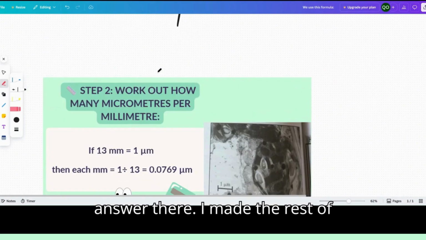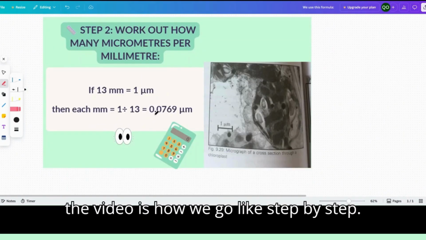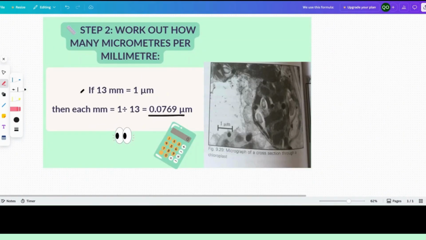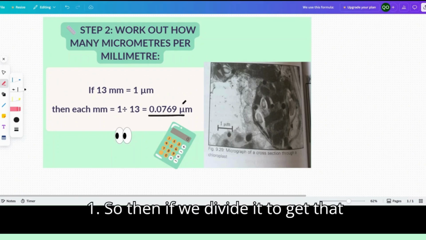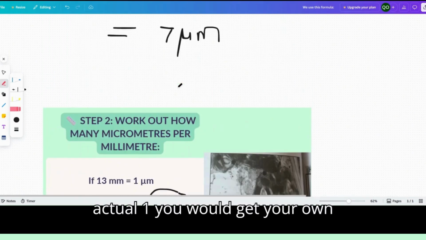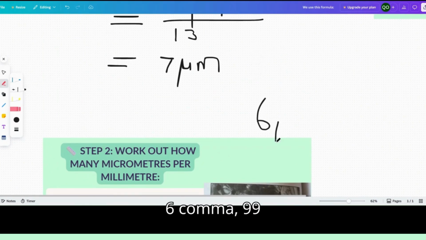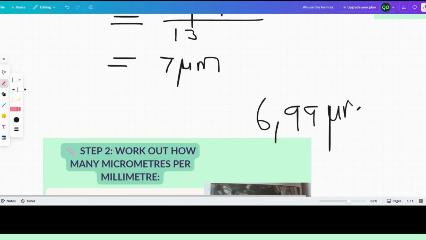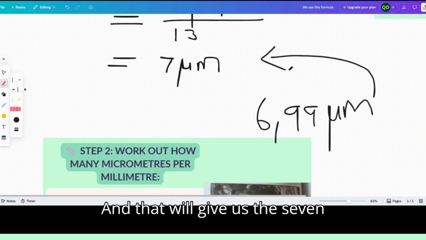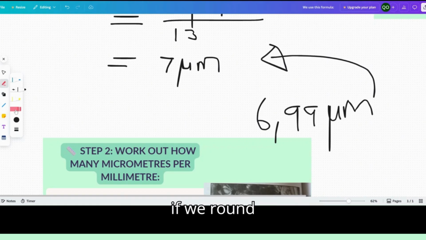The rest of the video is how we go step by step. 13 millimeters is equal to 1 micrometer. So if we divide to get that actual one, your answer would be maybe 6.99 micrometers, and that will give us the 7 if we round off.